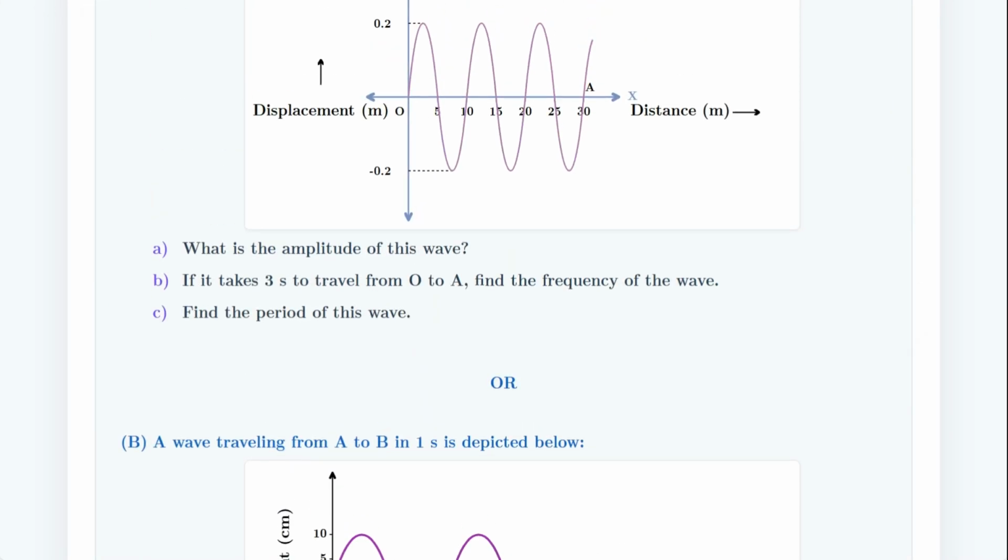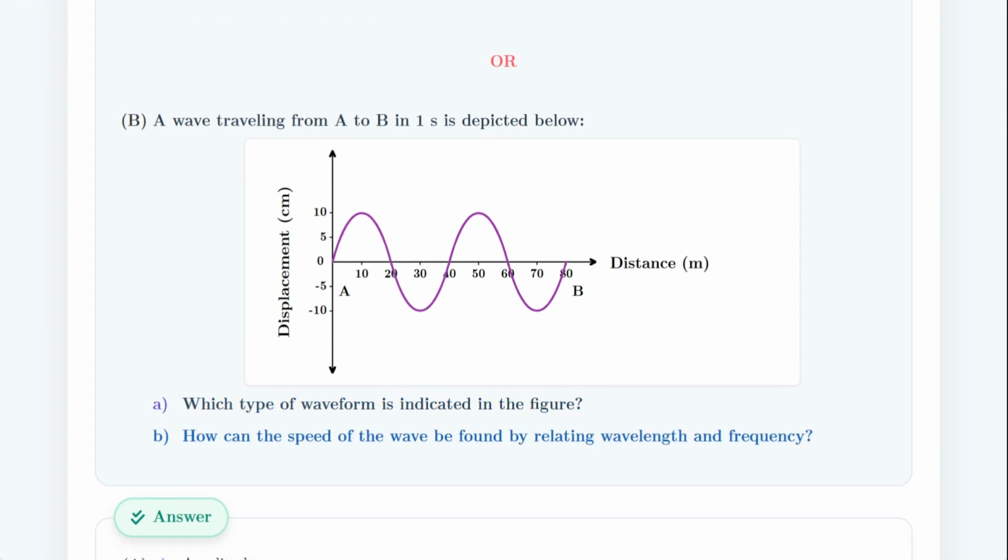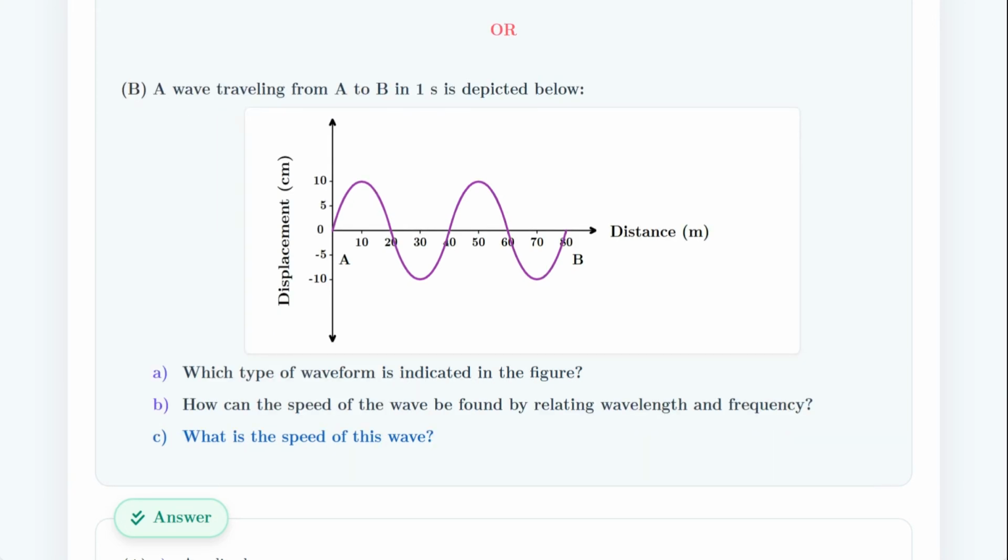A wave traveling from A to B in 1 second is depicted in this figure. Question A. Which type of waveform is indicated in the figure? Question B. How can the speed of the wave be found by relating wavelength and frequency? Question C. What is the speed of this wave?